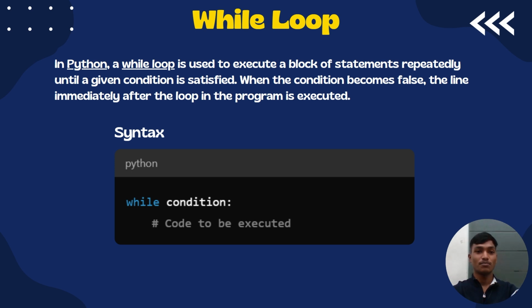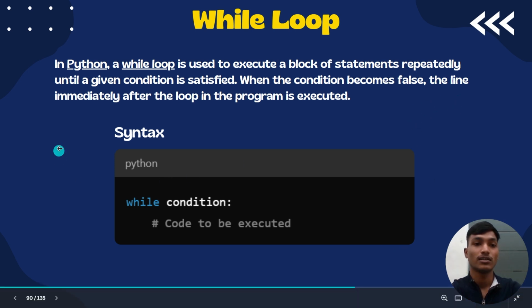While loop in Python. A while loop is used to execute a block of statements repeatedly until a given condition is satisfied. When the condition becomes false, the line immediately after the loop in the program is executed.